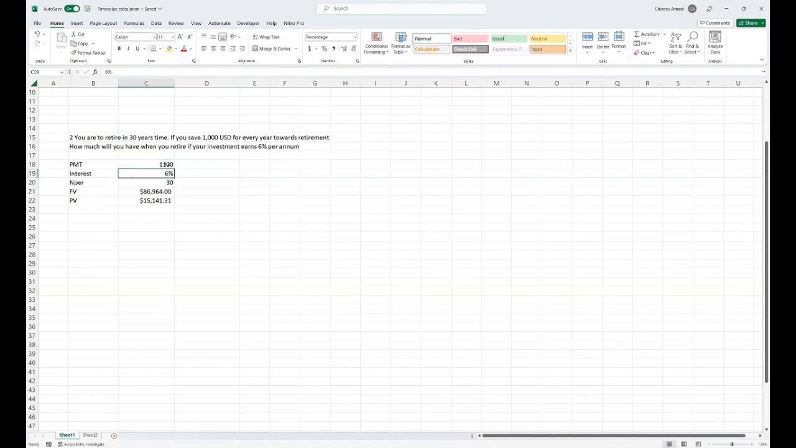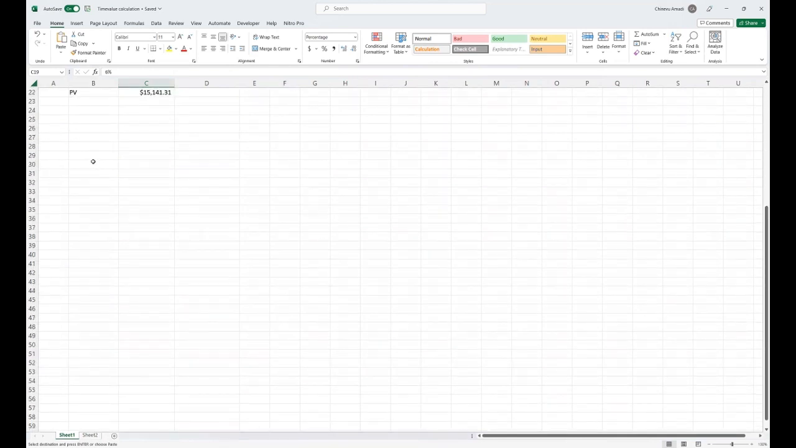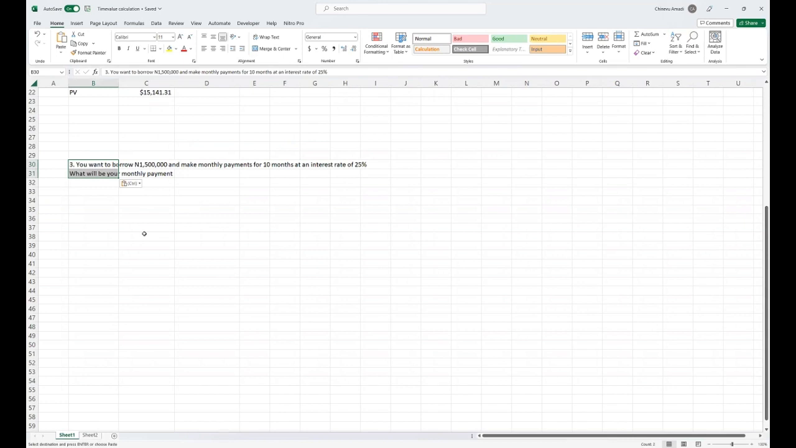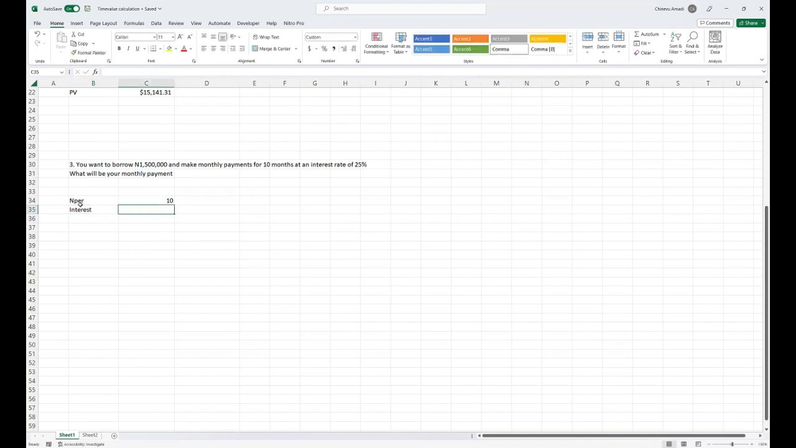The next example we're looking at is, imagine you want to take a loan, and the institution lending you money is telling you they're going to give you this loan at 25% interest rate. You expect to pay it in 10 months, and the amount to borrow is 1.5 million. How much monthly payment are you expected to make? So here also the NPER is 10, and the interest rate is 25%. Now, if you observe carefully, you notice that previously we've been dealing with years, but here we're dealing with months.